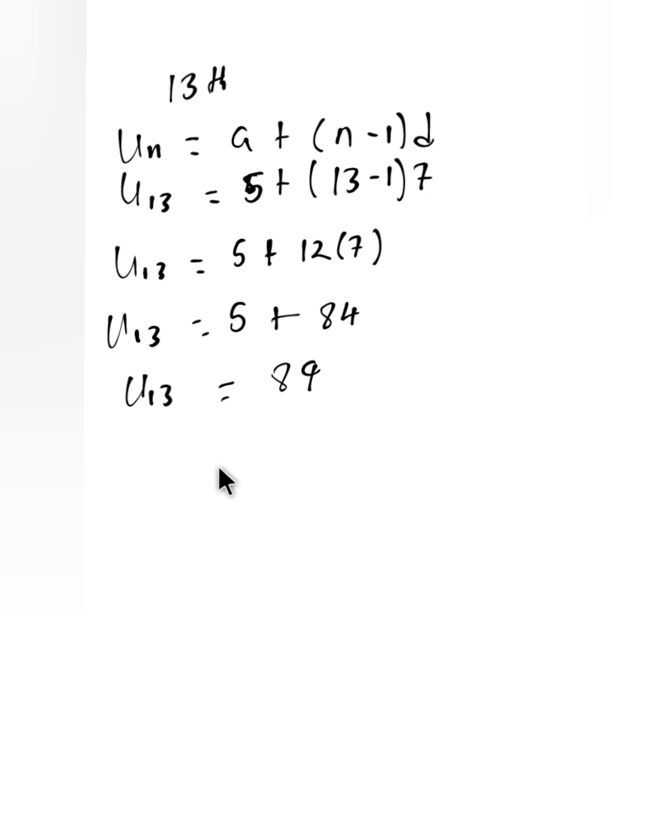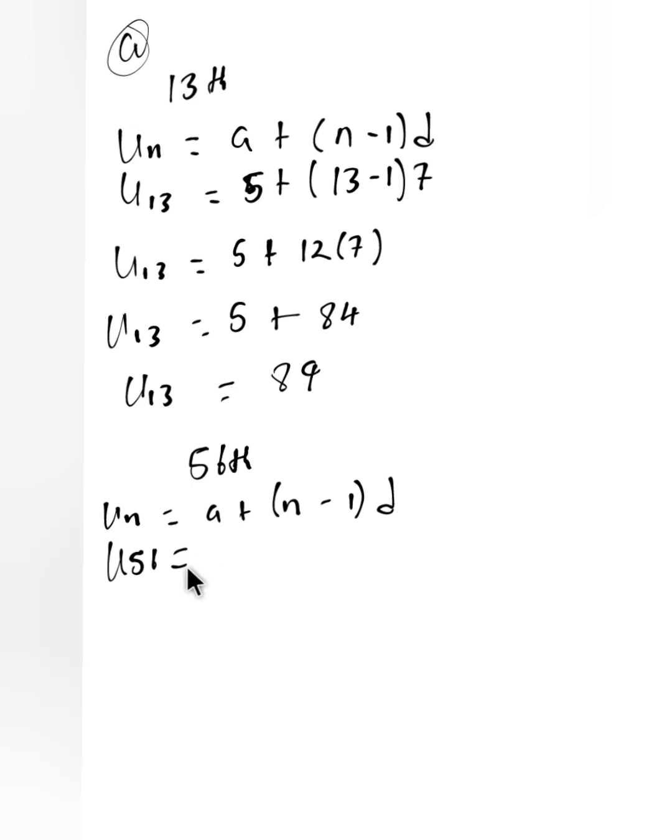Now let's also find the 56th term. Un is equal to A plus n minus 1 D. U56 is equal to A, which is 5, plus n, which is 56, minus 1, D is 7. So U56 is equal to 5 plus 55 times 7.